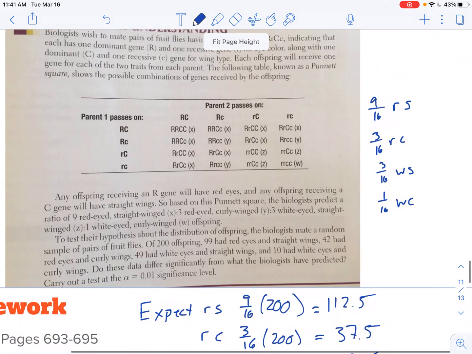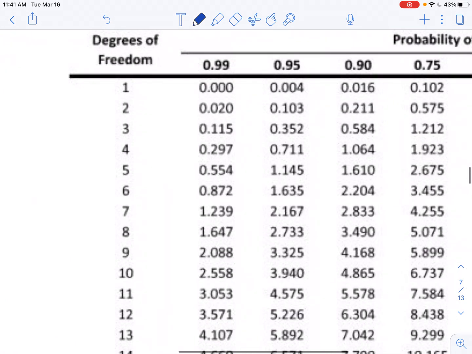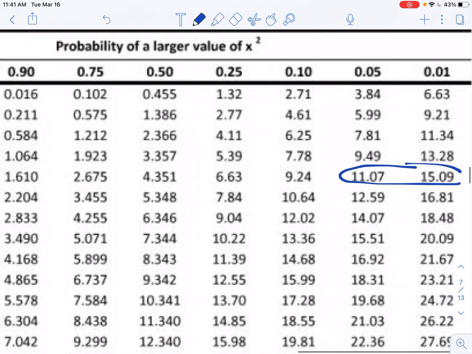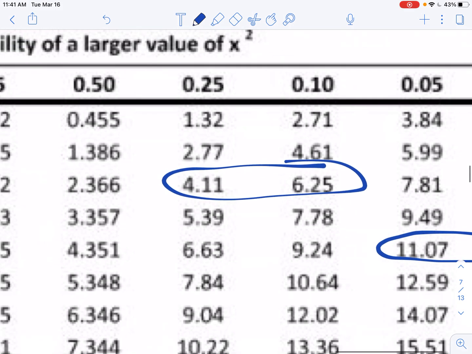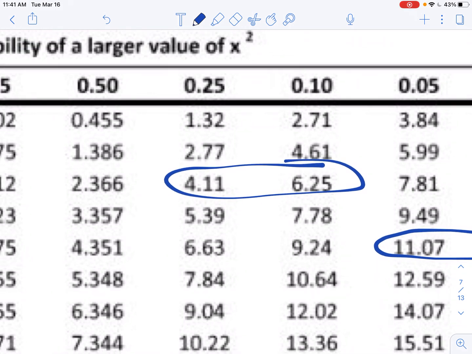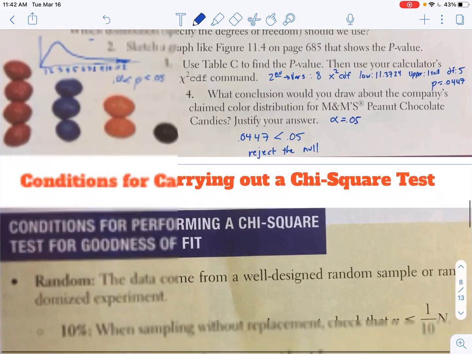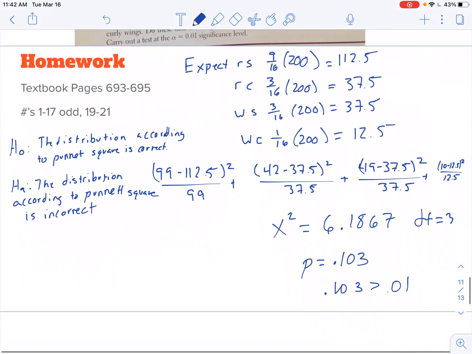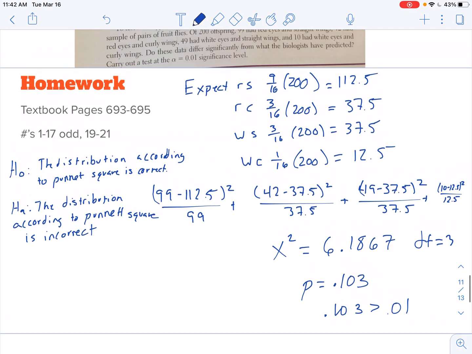Now, again, I could also have looked at my table. I could have looked at 3 degrees of freedom, and I could have found where 6.1867 occurs. 6.1867 occurs somewhere between these two values. So that means that my p-value would have fallen somewhere between 0.25 and 0.1. And the p-value given by the calculator, 0.103, does fall between 0.25 and 0.1. So that gives me a little bit of extra confirmation here. I feel very, very confident in my answer.